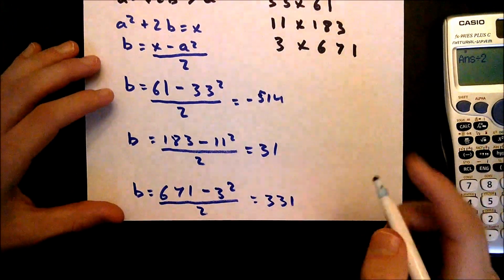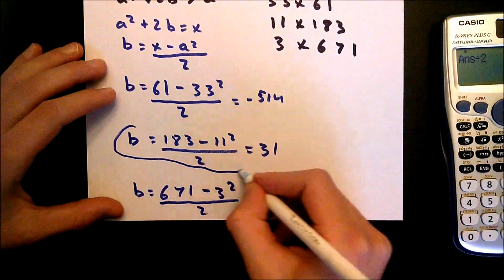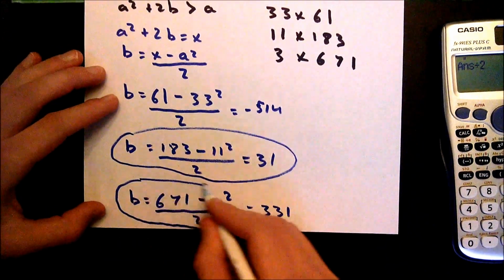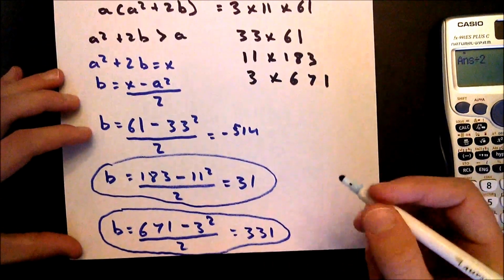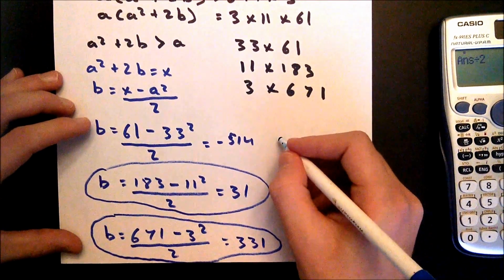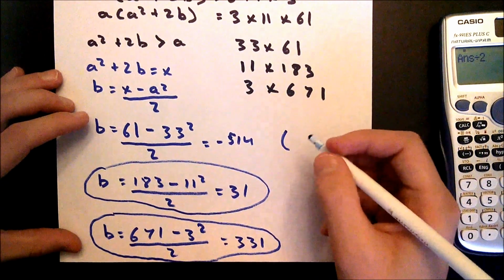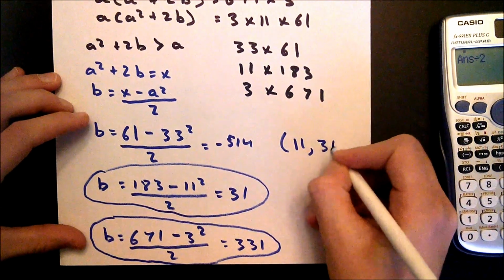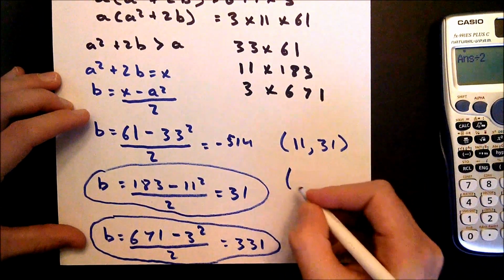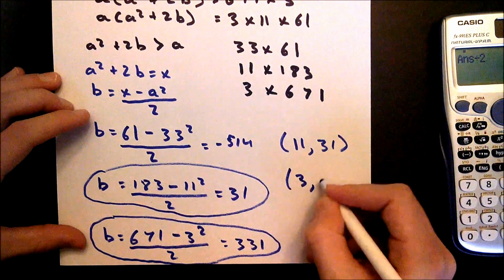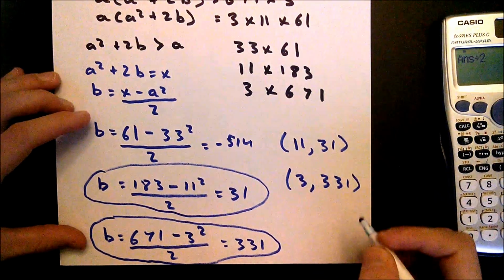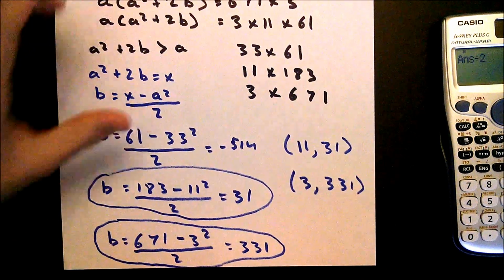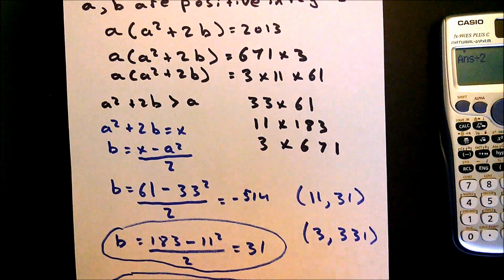Okay, so our solutions are just the ones where b is positive. So the solutions to this equation are, (a, b) equals (11, 31) and (3, 331). And if you put that back into the calculator, into this equation over here, you will see that it is the correct answer.